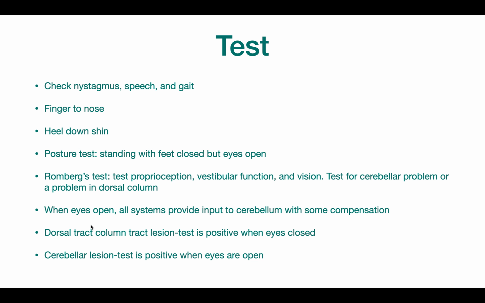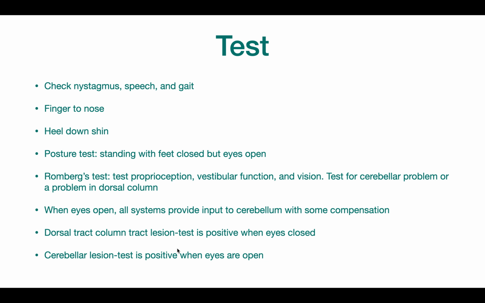So every time when the eyes are open, all the systems provide the input to the cerebellum with some compensation from the eyes. So in a dorsal column tract lesion, so a problem in the spinal cord, the patient is going to lose their balance when their eyes are closed. So they close their eyes and you give them a little push. In a normal person, they stumble a little bit, but they can compensate by leaning forward, shuffling their feet, whatever, but they stay upright. These people just kind of fall down.